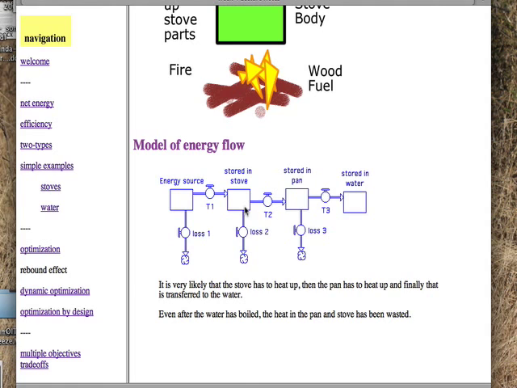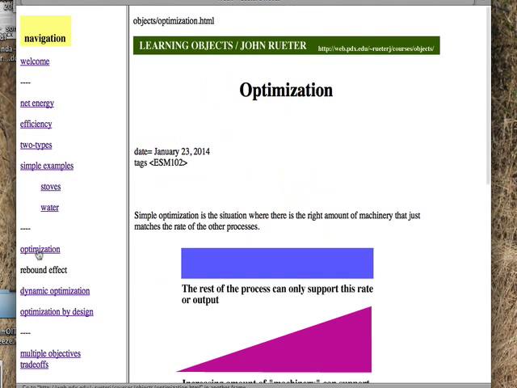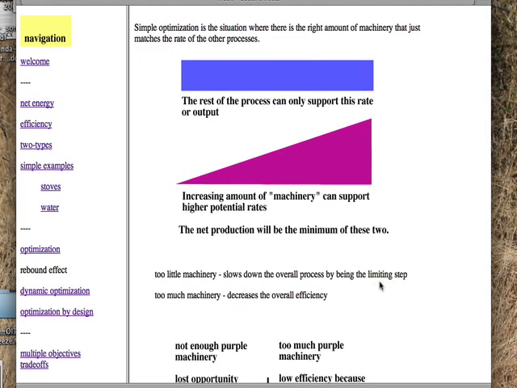All right, so let's talk now about optimization. And optimization is going back to that process efficiency. Here's a simple example of what the process efficiency is.